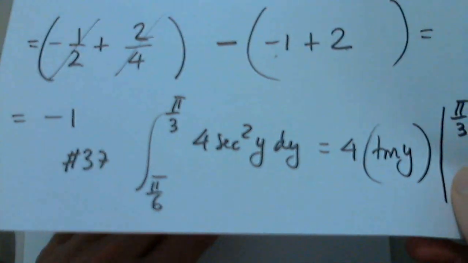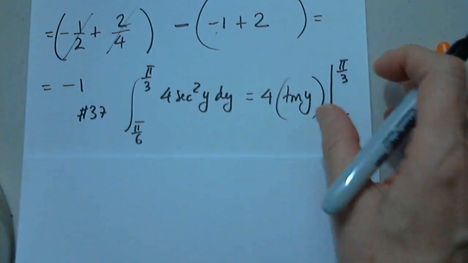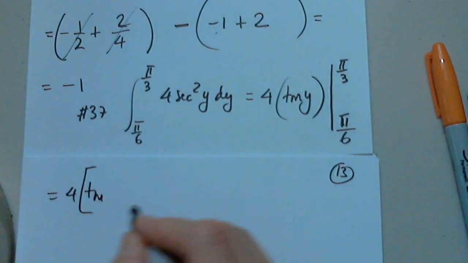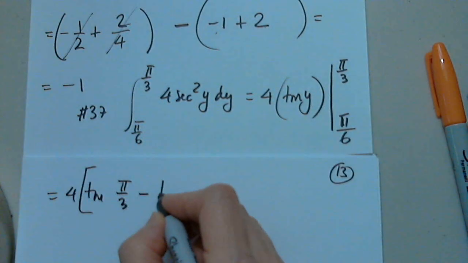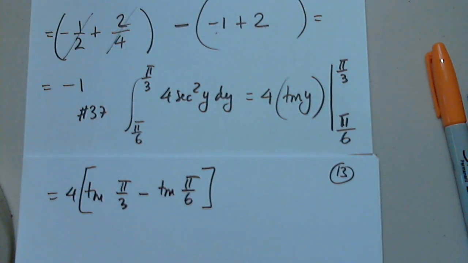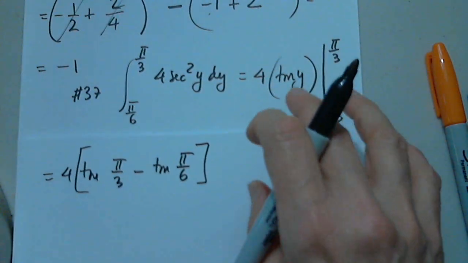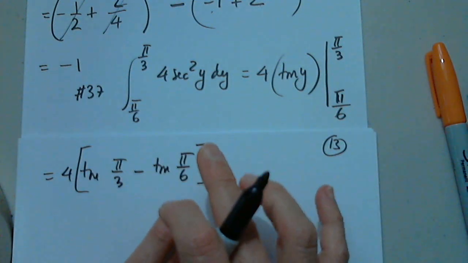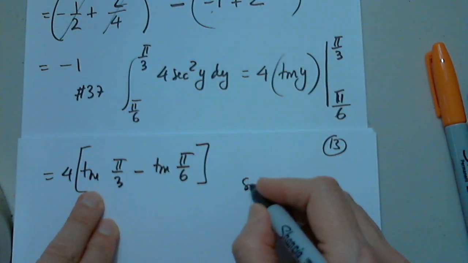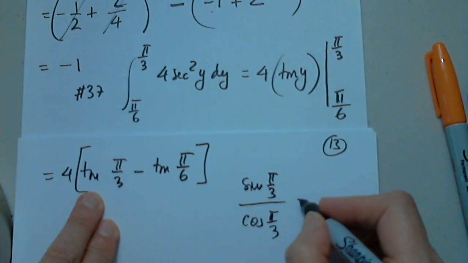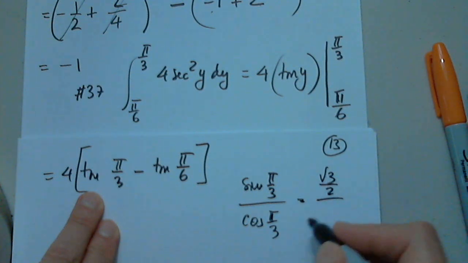So now we will plug in the top. So this is 4 tangent pi over 3 minus tangent pi over 6. And I always tell my students, please, there is no reason to memorize tangent pi over 3 or tangent pi over 6. There is no reason. For this one, you know it's sine pi over 3 over cosine pi over 3, but you have to remember that this is the square root of 3 over 2, and this is 1/2.